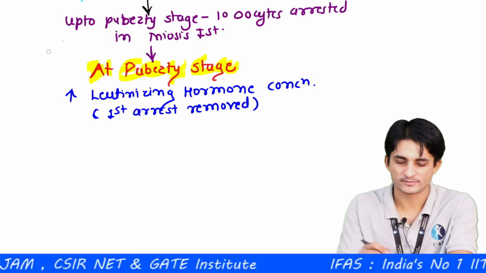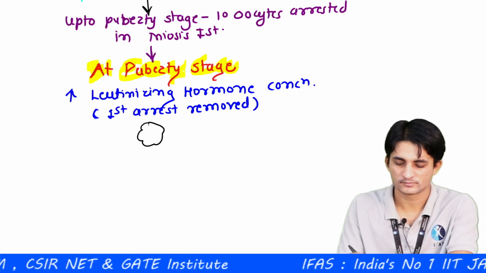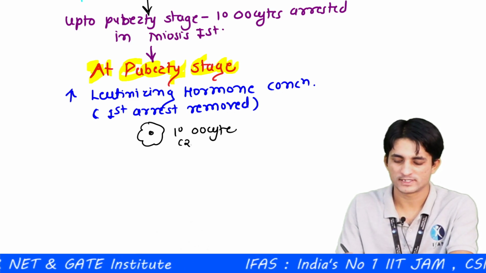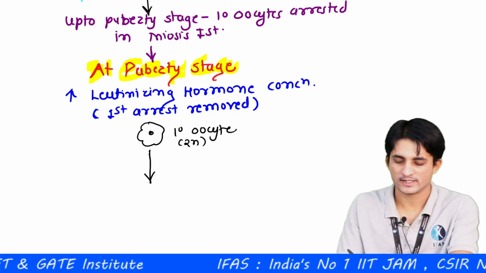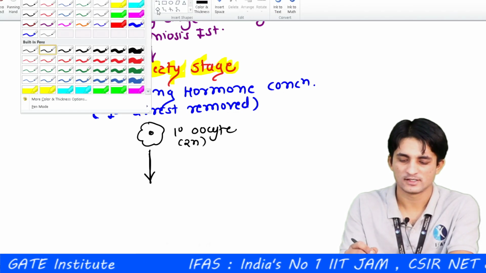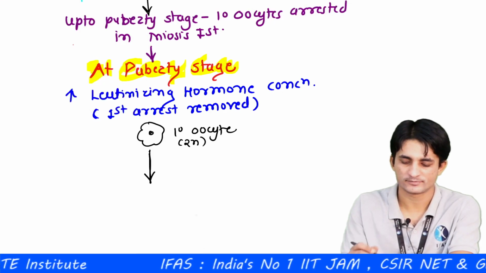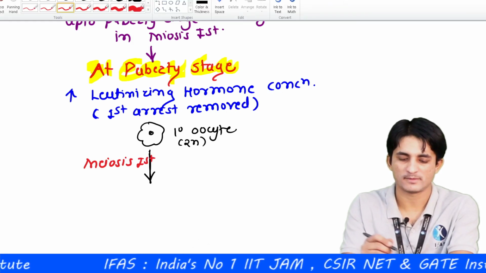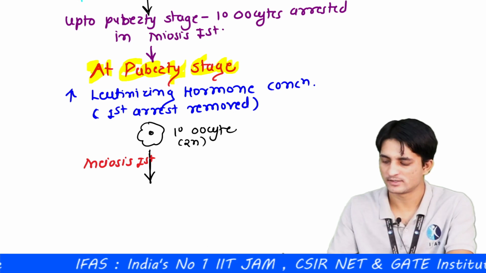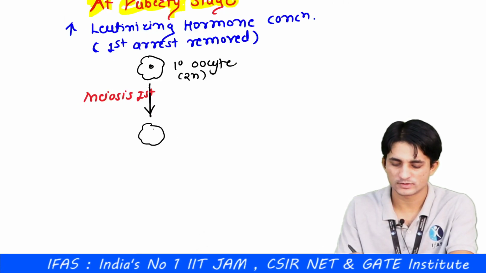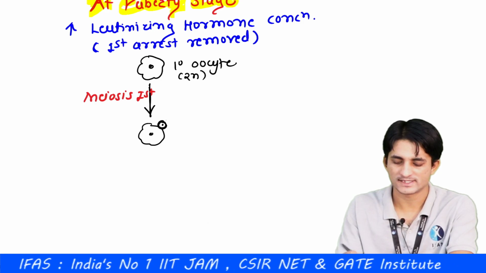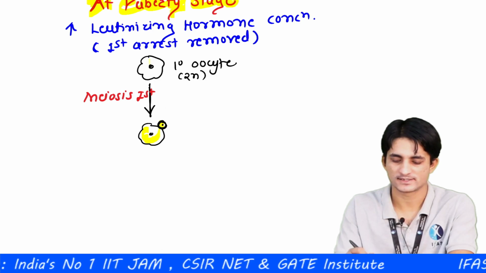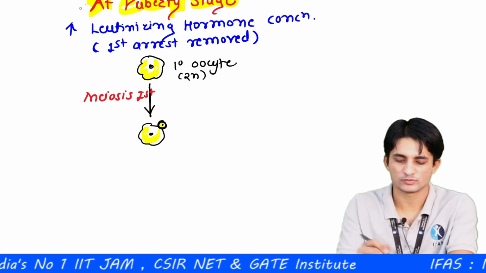So this is the primary oocyte, which is diploid. When it is in meiosis first, it is arrested. Here meiosis first is completed, and the primary oocyte forms the secondary oocyte. One cell is larger in size, and the second cell is smaller in size. So this is the secondary oocyte formation.